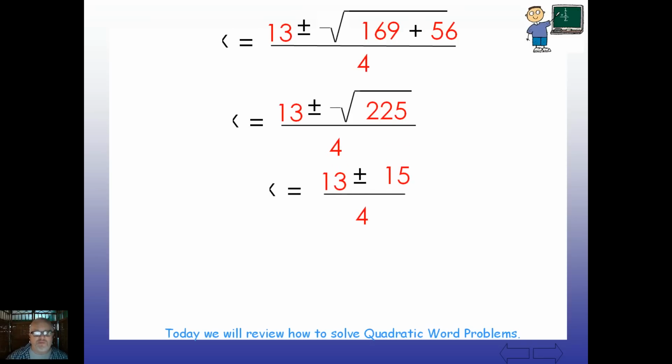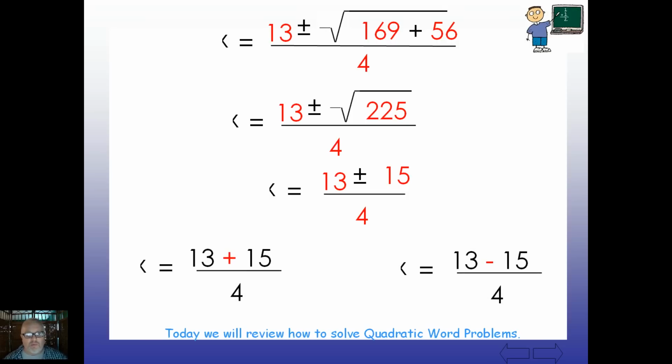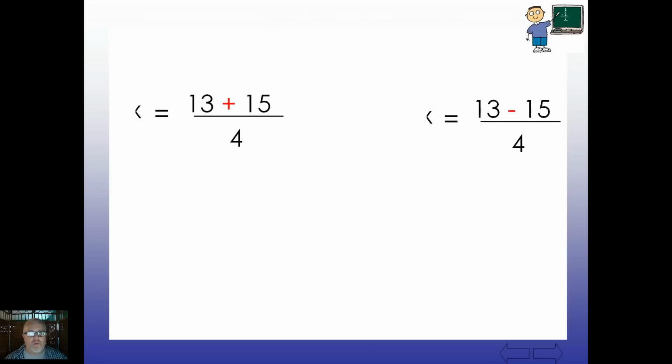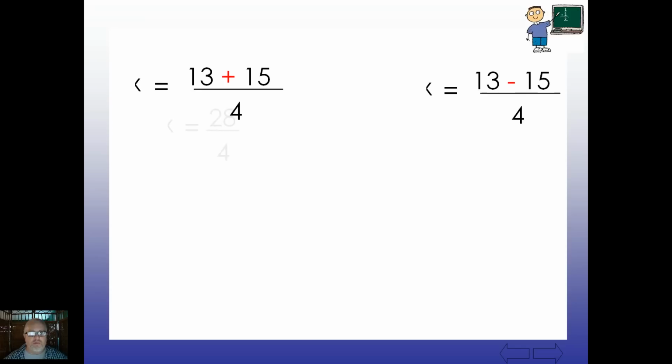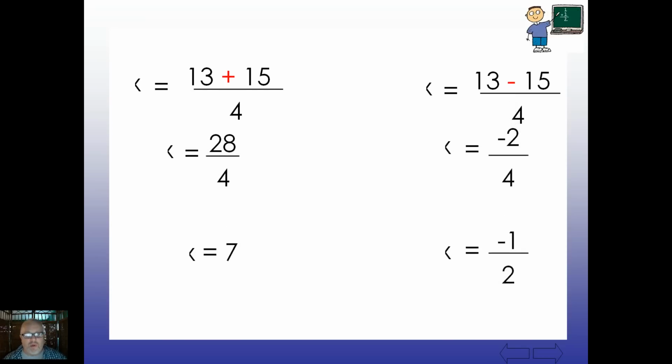13 plus or minus 15 over 4. Where'd the 15 come from? Well, that's the square root of 225, yes? Okay, break it into two problems. And just do your math here. We end up with 28 over 4, which is 7. And I'm going to end up with -1/2 here.